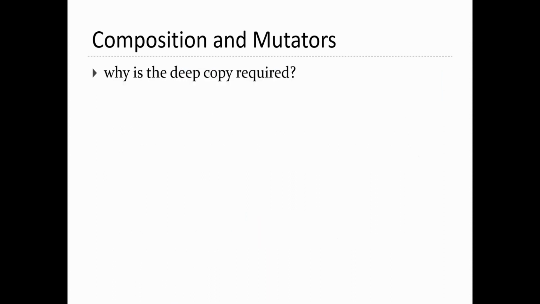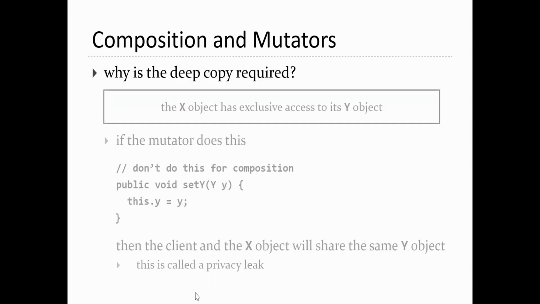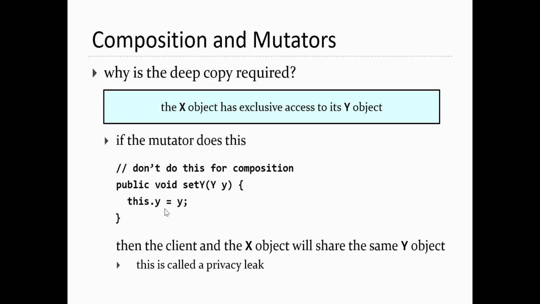What happens if you don't do this? In other words, what if you just write this.y equals y? Well, this.y and that y now refer to the same object. So you're now sharing your internal field with somebody else. So once again, you've got a privacy leak.